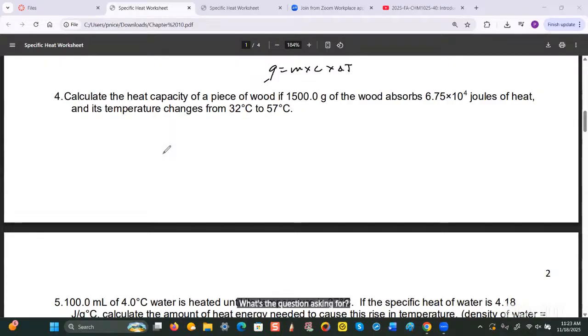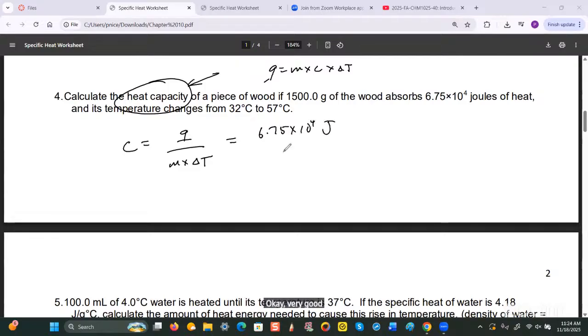It's asking for the heat capacity of a piece of wood. Right, so that would be one of these terms in this equation? C, exactly. So I would say C is equal to Q over M times delta T, right? Okay, so what is heat, based on the information provided in the question? Q. Q is 6.75 times 10 to the 4th. Okay, very good.